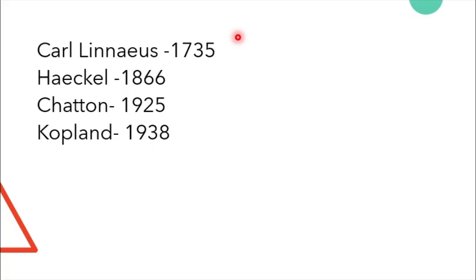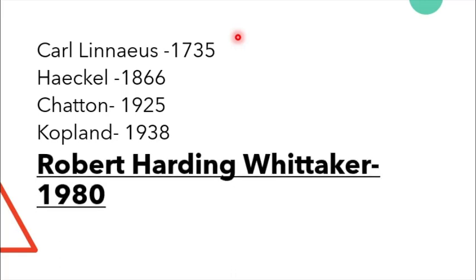That is kingdom Monera, which will include the unicellular organisms which do not have the nucleus, that is, a well-defined nuclear membrane. And the Protista will have the unicellular organisms which have a well-defined nucleus, and plants and animals. Then again, to simplify this, Robert Harding Whittaker in 1980 came up with the five kingdom classification system.